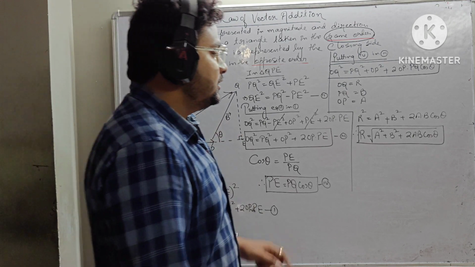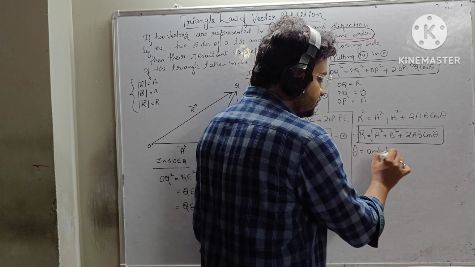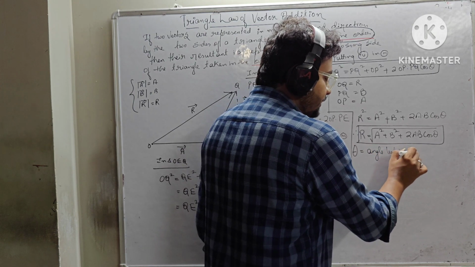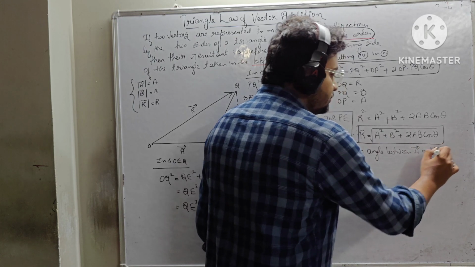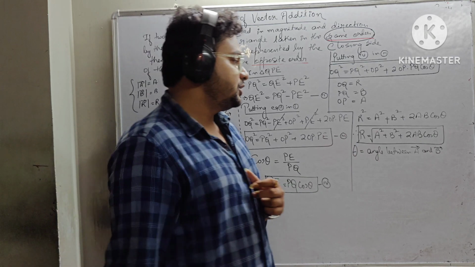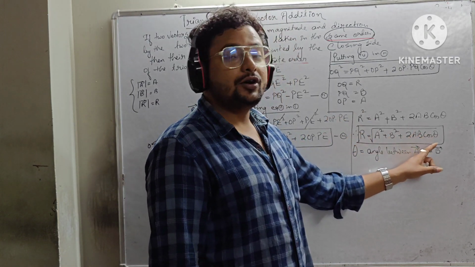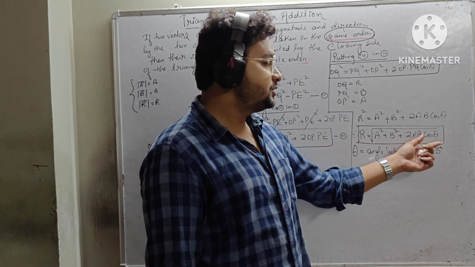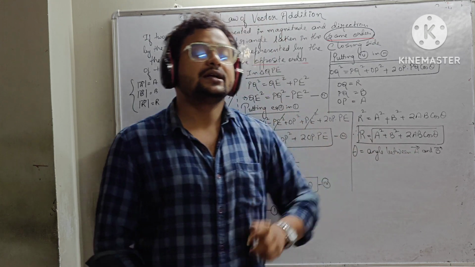So you see one more thing. What is theta? Theta is the angle between vector A and vector B. Now see one more thing. As I told you earlier, the magnitude of R will depend on the angle between vector A and vector B. If theta changes, then R is also going to change, though A and B are the same.